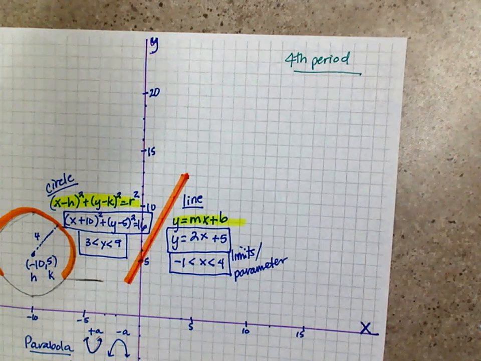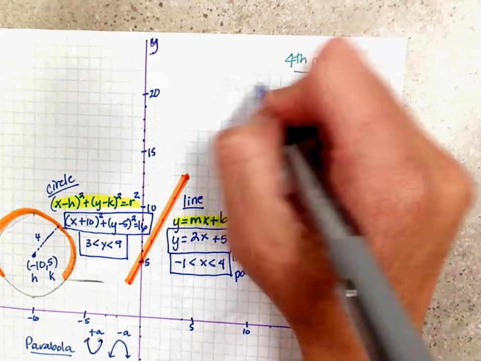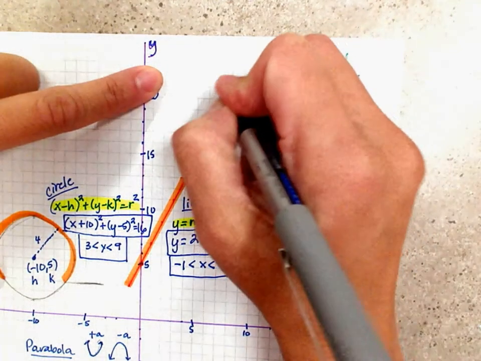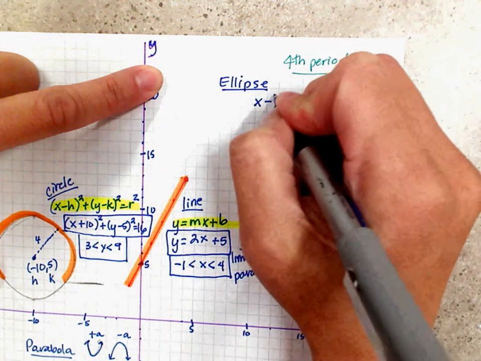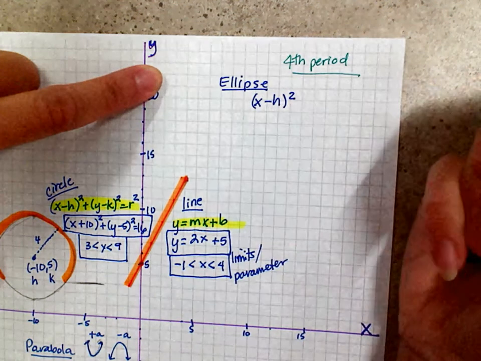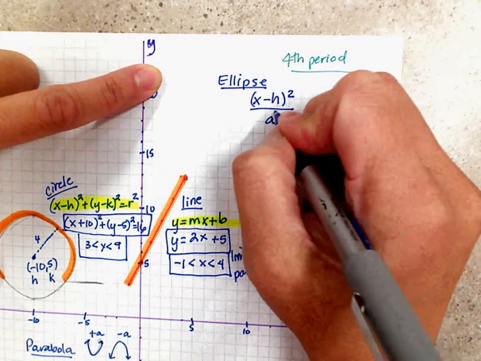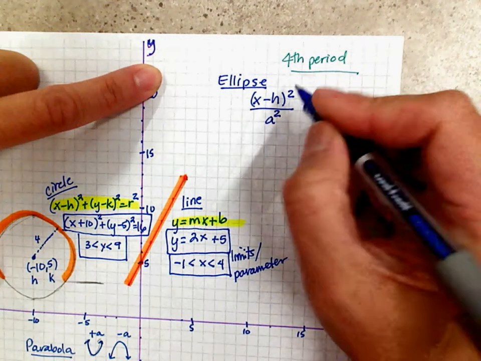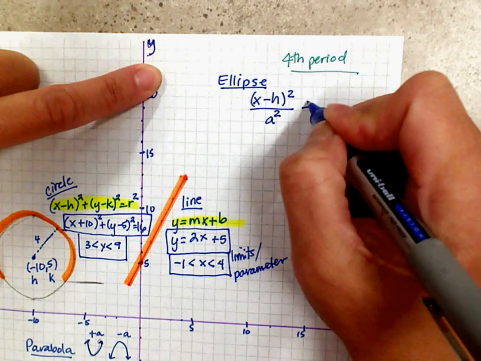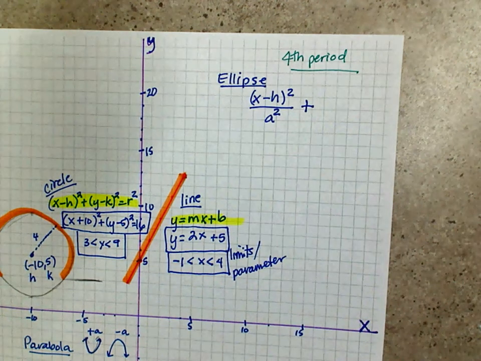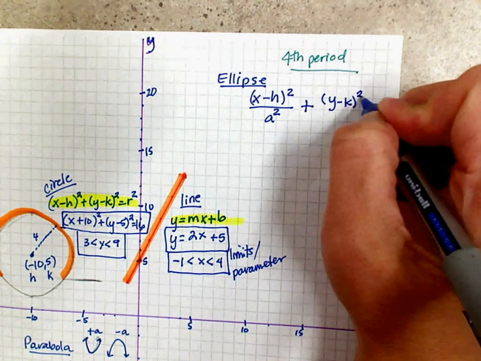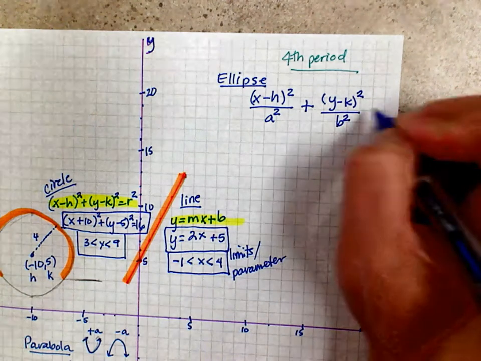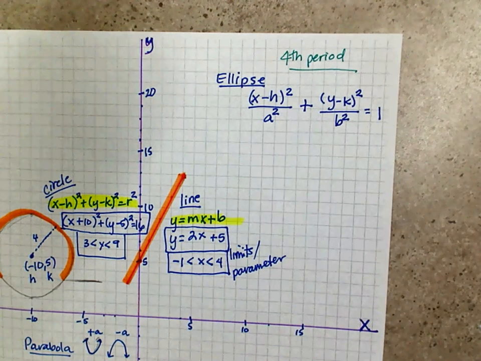All right, here's the equation for an ellipse. You guys ready? Ellipse, that way you always have all this to use. It is x minus h squared over a squared, x goes with a. Since it's an ellipse, it's a plus because they fold in together and form a circle. Y minus k squared over b squared is equal to 1. Okay? That is the equation of an ellipse.